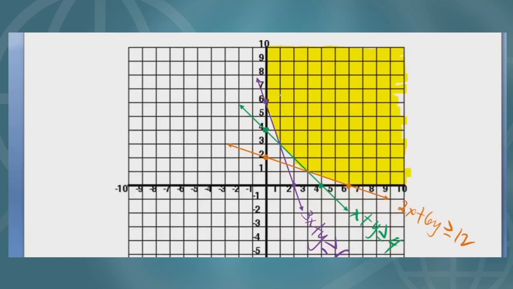Now, let us get all the extreme points. This point, this point, this point, and this point. Let us name them. The first one is located in 0, 6. This point is 1, 3. This one is 3, 1. And the last point is 6, 0, which is an x-intercept.